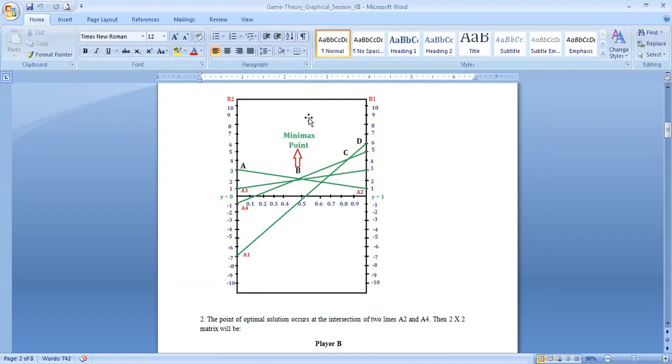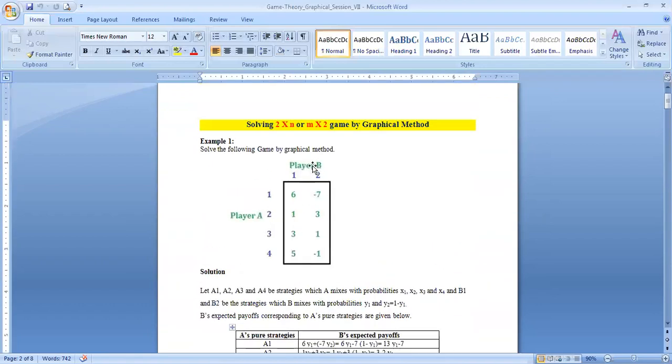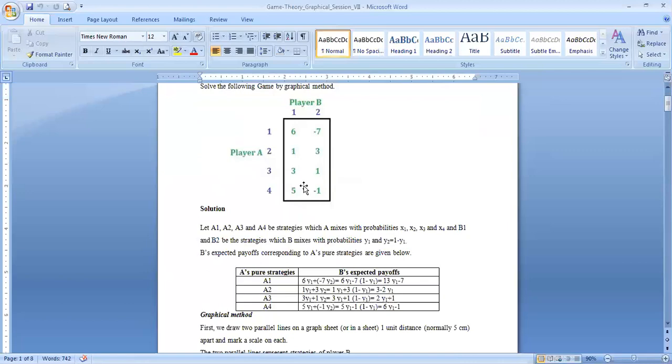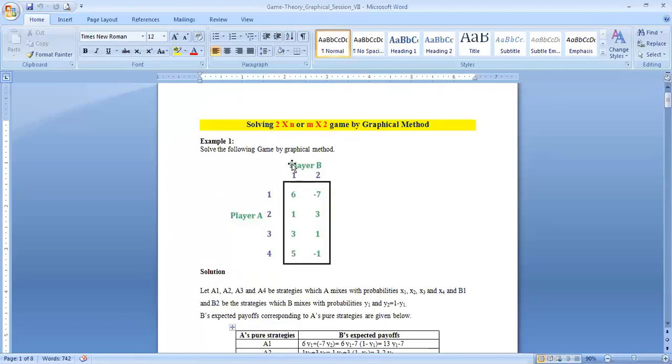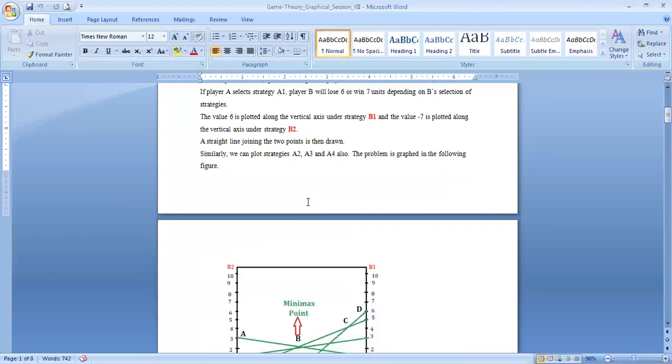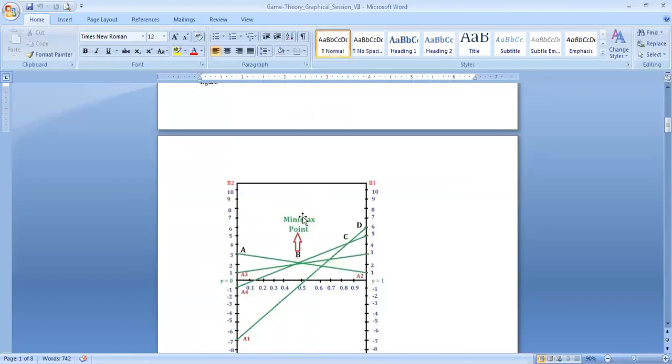Then we know that minimax, the minimum of the maximum, is the point concerned with player B, and maximin is the point concerned with player A. Then if player B has two strategies, we need to find the minimax point, because player B wants to minimize his loss. So that is why the minimax point is to be located for player B, because player B has two strategies. So this is the minimax point.